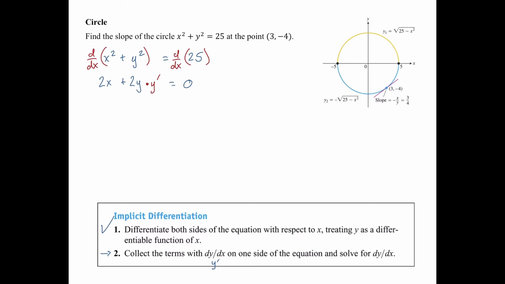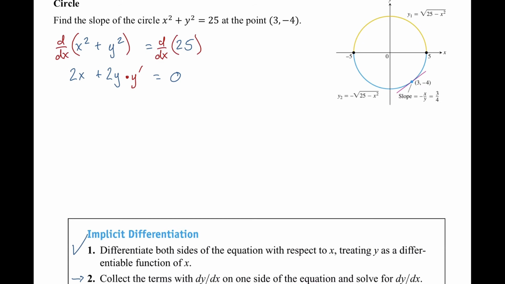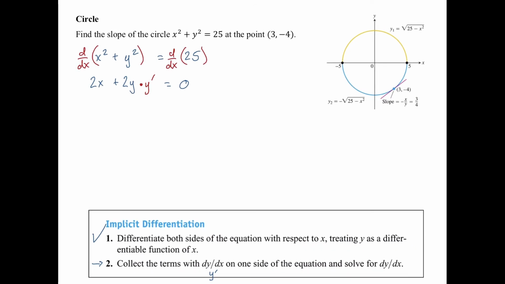So let's go ahead and realize that we've already collected all of the y primes. So let's just go ahead and solve for it now. Let's subtract 2x from both sides, and we have 2y times y prime, and that will be equal to negative 2x. Lastly, divide both sides by 2y. Oh, let's correct that typo. So we are going to divide both sides by 2y. We find y prime is equal to negative x over y, because the 2's cancel.